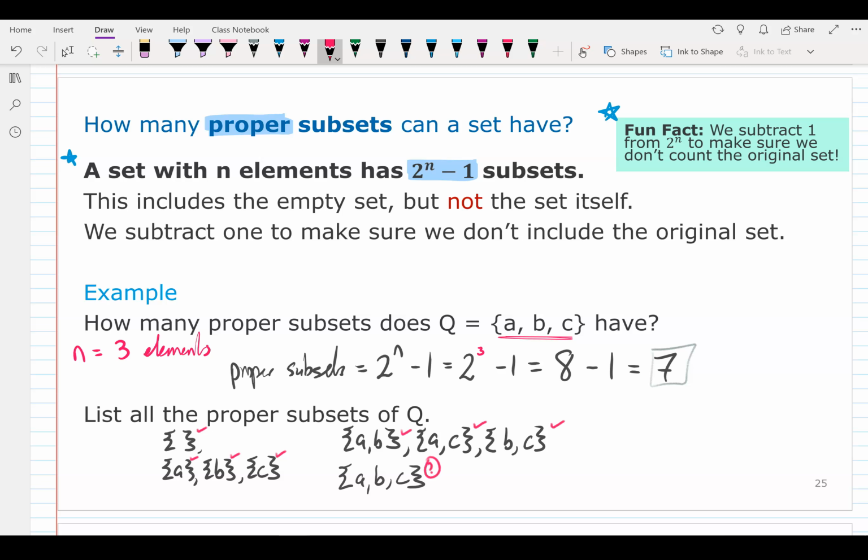Well, if you've been paying close attention, it shouldn't be a surprise that we're not allowed to include this. ABC is not a proper subset because that's the set itself, and we don't include the original set. And that's super important. All right? So hopefully you're clear as to what the difference is between a set or a subset and a proper subset. The big difference is that a proper subset just doesn't include the set itself.